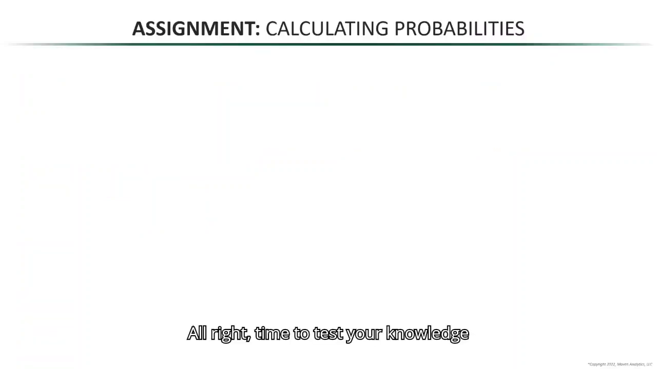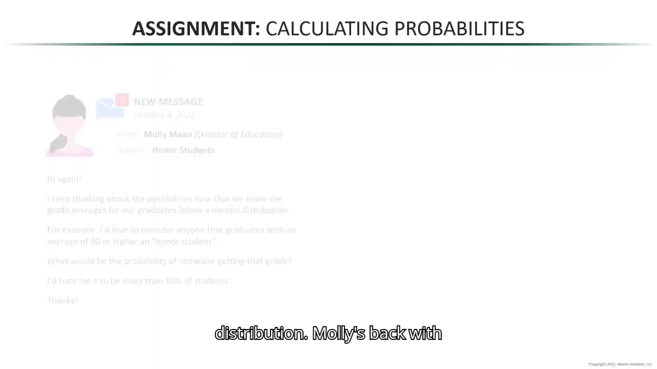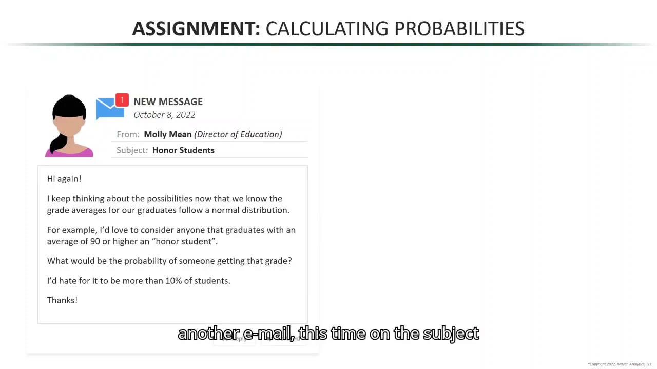Alright, time to test your knowledge with an assignment on calculating probabilities with the normal distribution. Molly's back with another email, this time on the subject of honor students. So here's what she has to say. I keep thinking about the possibilities now that we know that the grade averages for our graduates follow a normal distribution. For example, I'd love to consider anyone that graduates with an average of 90 or higher an honor student. What would be the probability of someone getting that grade? Because I'd hate for it to be more than 10% of the students.